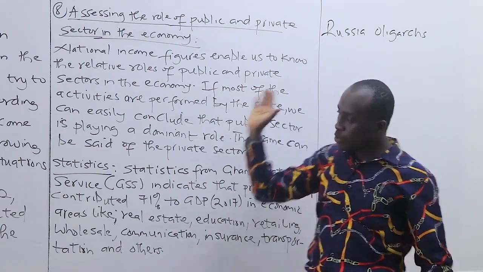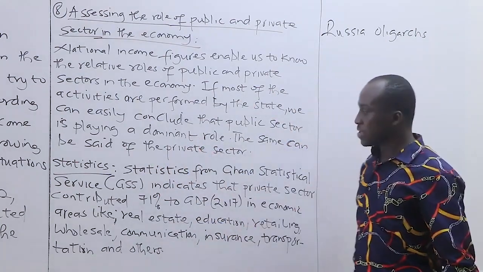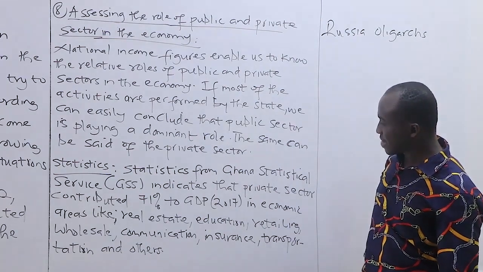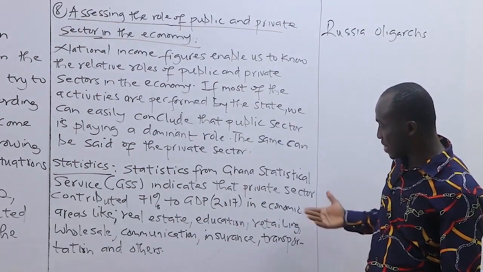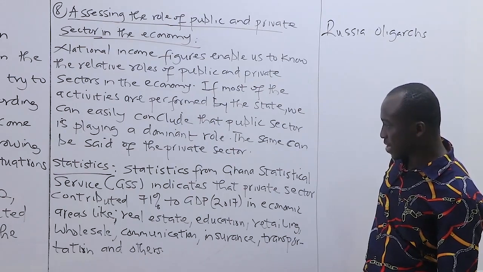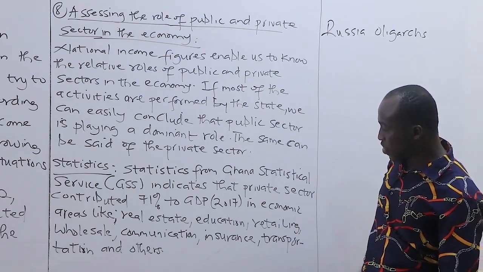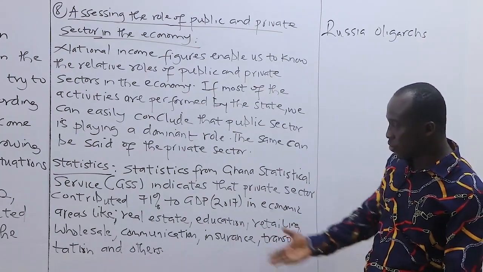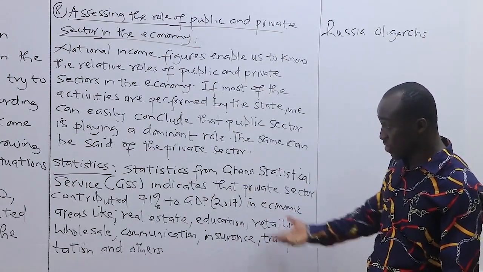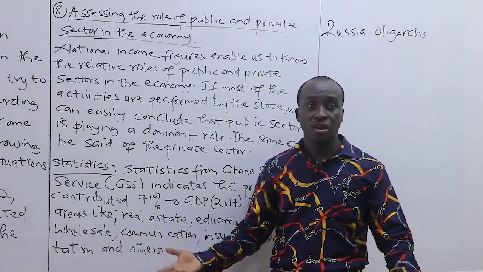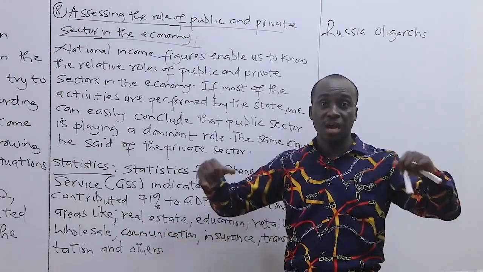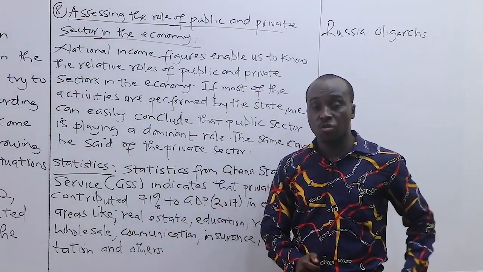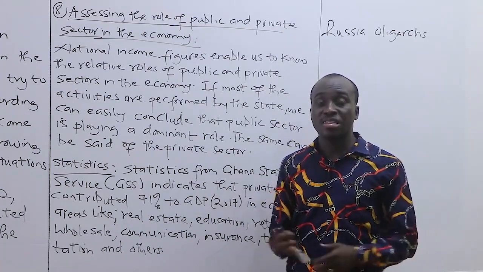So we're able to know which sector is contributing more. Statistics from the Ghana Statistical Service, GSS, indicate that the private sector contributed 71% to GDP in 2017 in economic areas like real estate, education, retailing, wholesaling, communication, insurance, transport, and others. In Ghana, for instance, the private sector is dominant. They play that stalwart role when it comes to driving the economy.